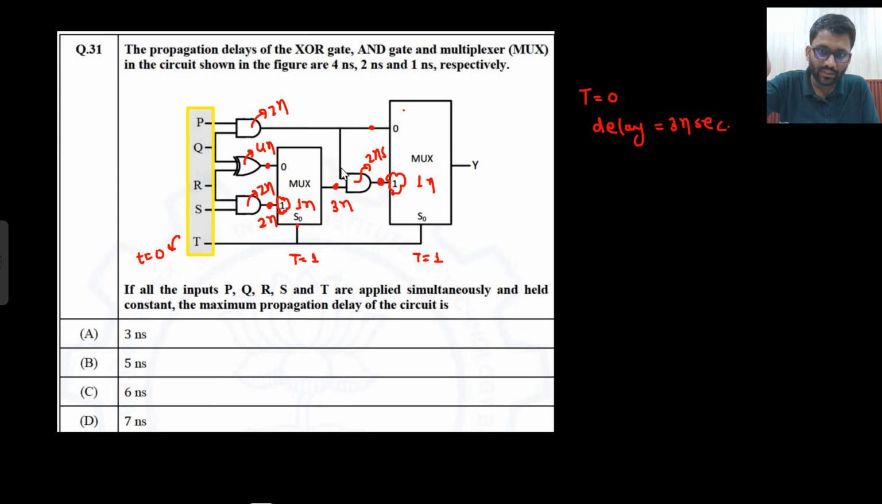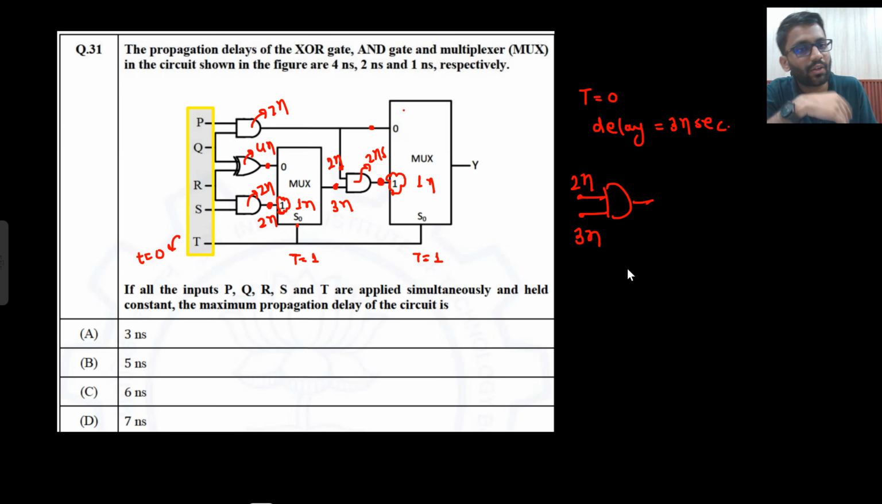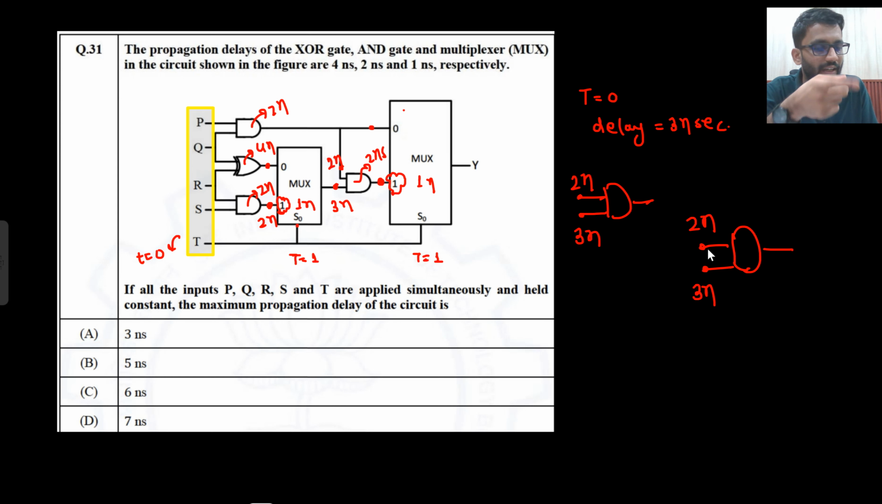And what about this input? Because you need to look at AND gate now. This is your AND gate. So this input is available at 3 nanosecond, and this input is available at 2 nanosecond only. So when this AND gate will give the output, after 3 nanosecond or 2 nanosecond? Basically this input was available at 2 nanosecond and this input came after 3 nanosecond. So output will depend on both of the inputs, no? So it will give output after 3 nanosecond.